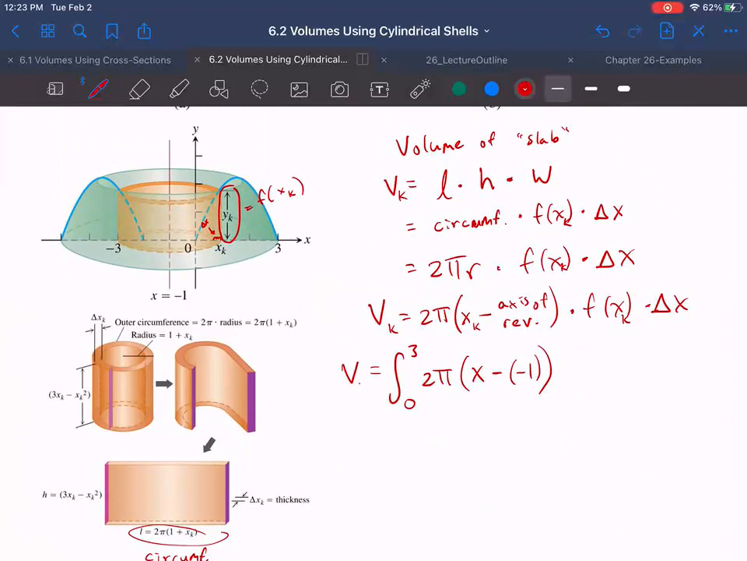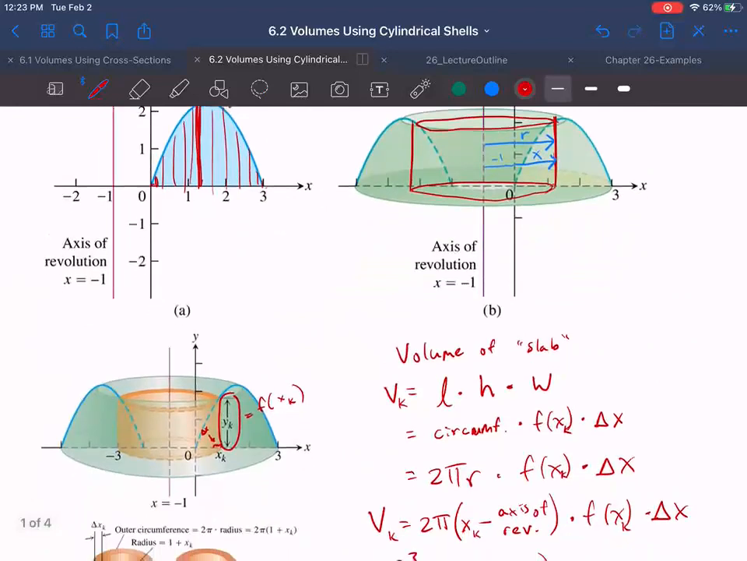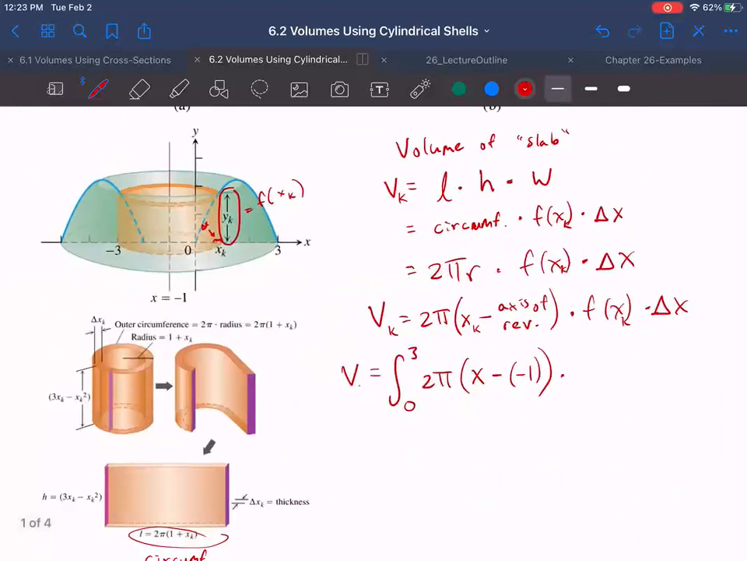All right. Then we need times f of x. So what was our function here? Yep, there you go. 3x minus x squared. So times 3x minus x squared. And then how big of a step are we taking? What's our thickness? dx. Brilliant. dx.